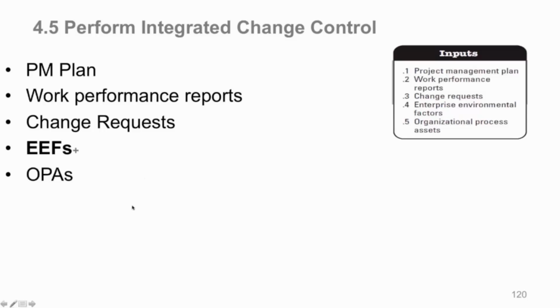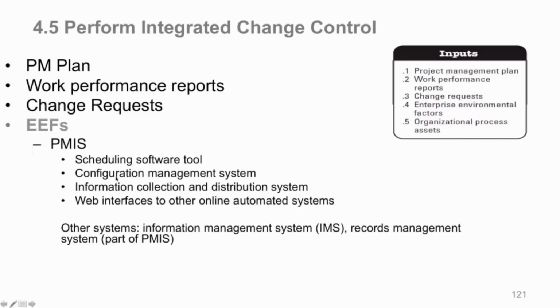Environmental factors, what's involved there? Now here we have your project management information system as an input this time. And that's because it's your schedule management tool, configuration management system. It's where you collect information and you distribute information using that automated system. And it may have web interfaces to other online automated systems. That's what that tool could provide. So it's an input to you.